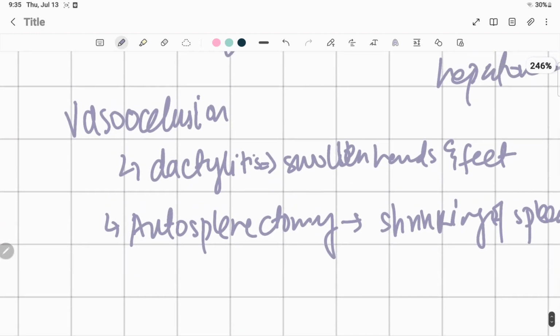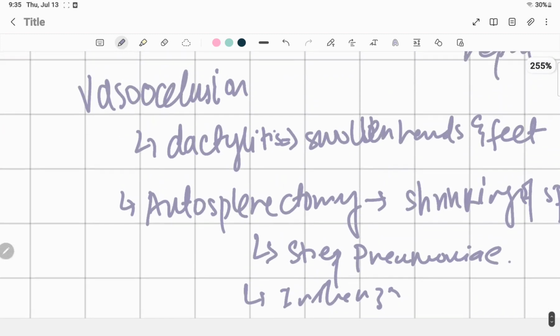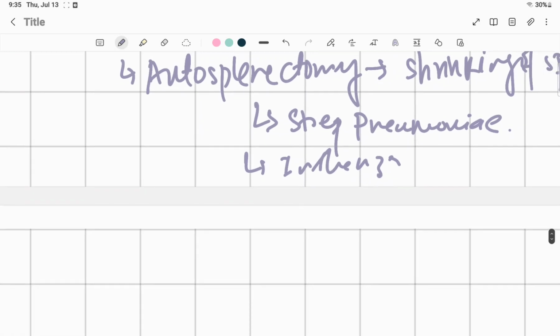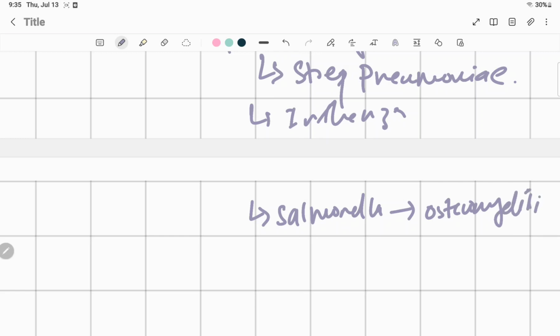It can lead to infections with encapsulated bacteria, Strep pneumoniae or Haemophilus influenzae. These are removed by the spleen, right? They are actually removed by the spleen. But when you don't have a spleen, then of course they cause infection. And also, because of autosplenectomy, there could be Salmonella osteomyelitis. Salmonella is going to cause osteomyelitis as well. So these are infections that are actually prevented by the spleen.